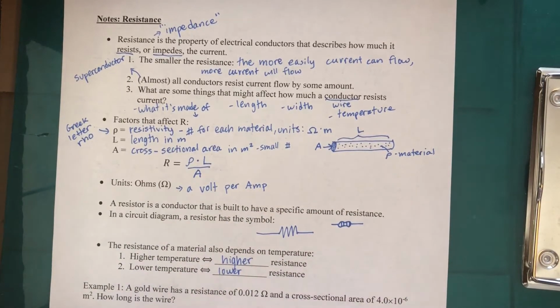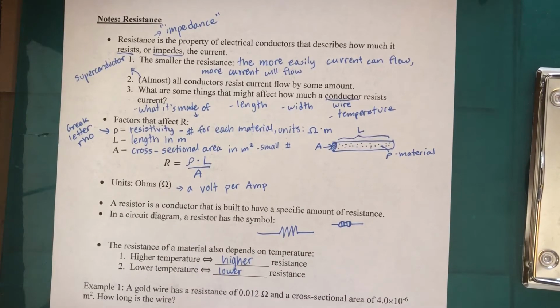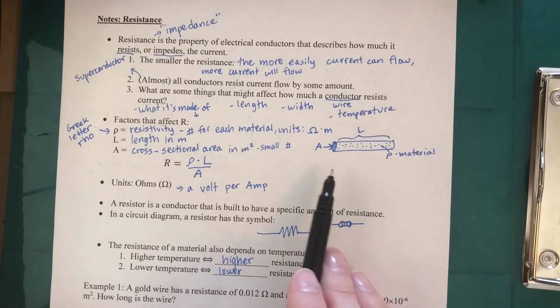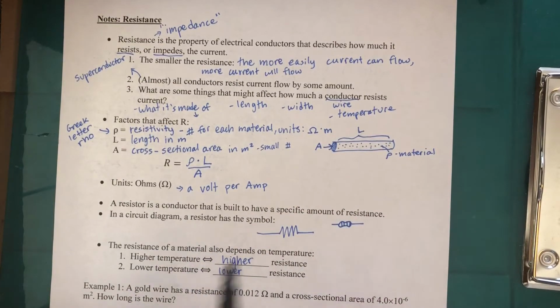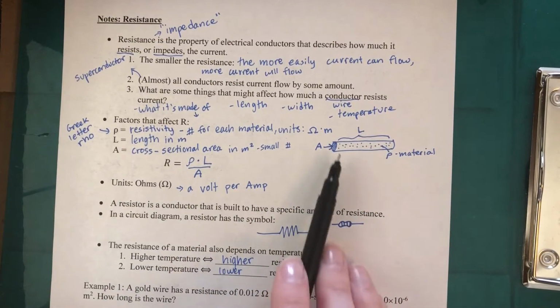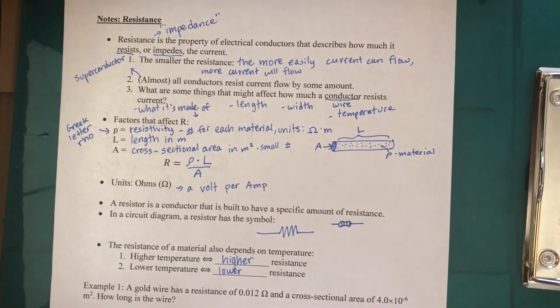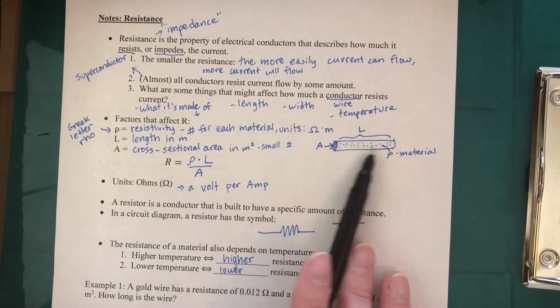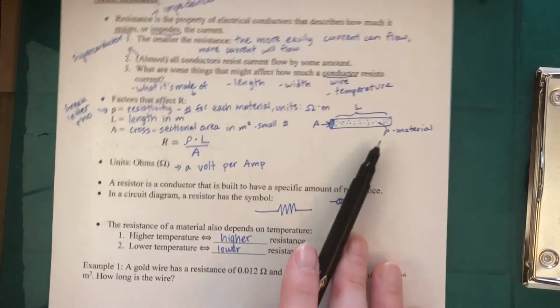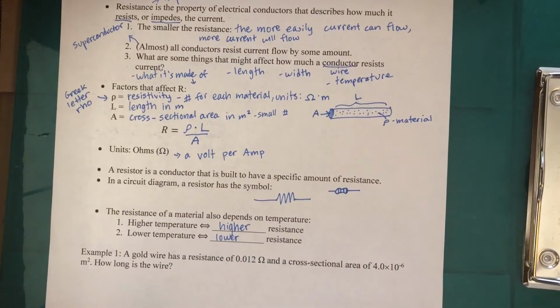Right? When you walk through the hallways between classes, everybody's running around, everybody's going crazy. When that's the case, it's much harder to get through than if everybody was just walking very slowly or standing quietly and you could just get through. So when the particles of the material are moving around faster, it's harder for the current to get through. We have a higher resistance.